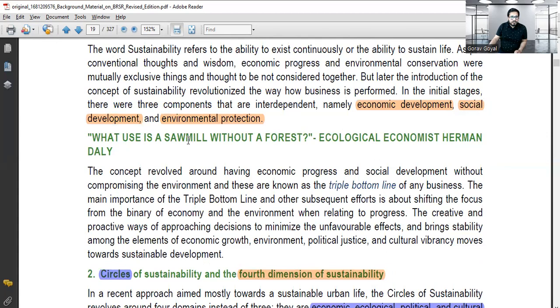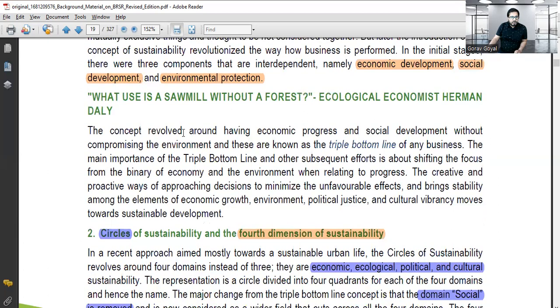What use is a sawmill without a forest? Ecological economist Herman Daly's concept revolved around having economic progress and social development without compromising the environment, and these are known as the triple bottom line of any business. The main importance of the triple bottom line and other subsequent efforts is about shifting the focus from the binary of economy and the environment when relating to progress.